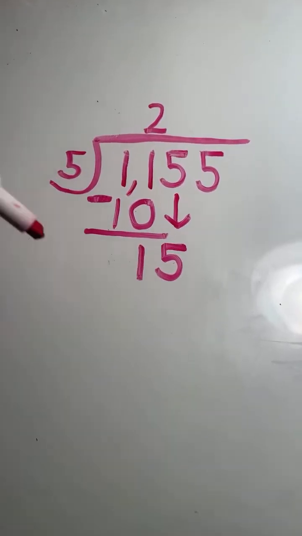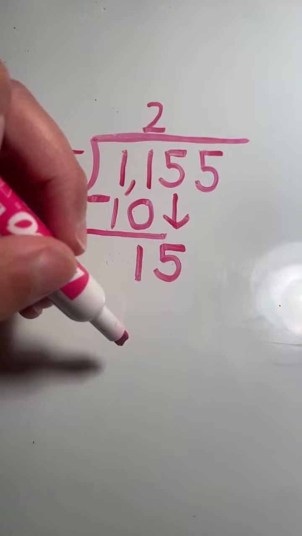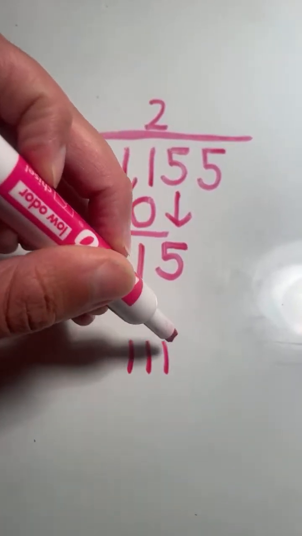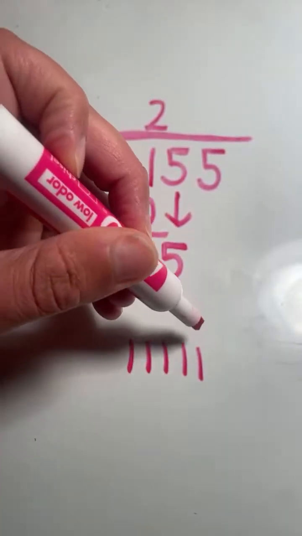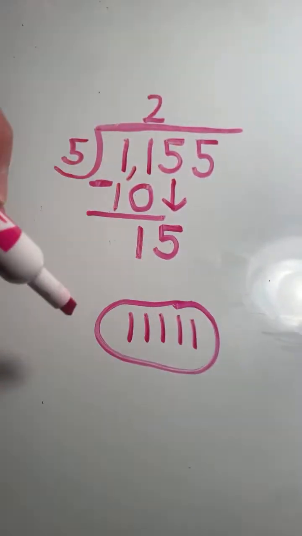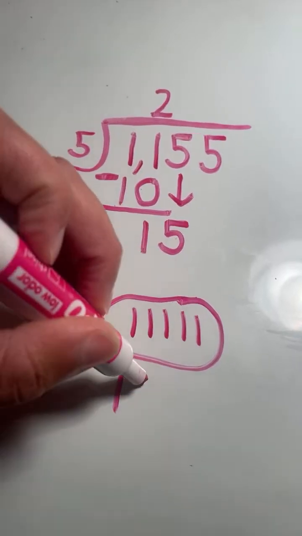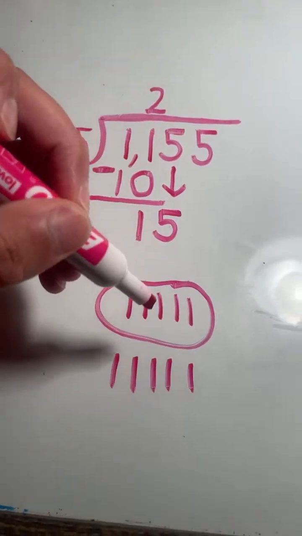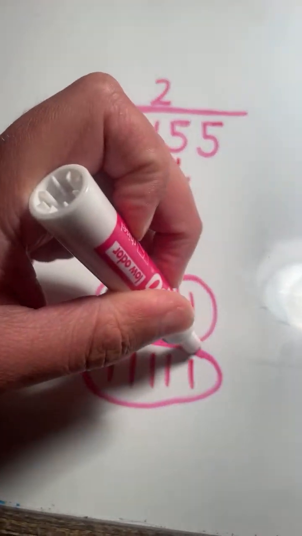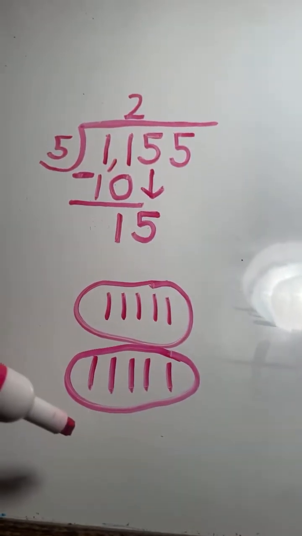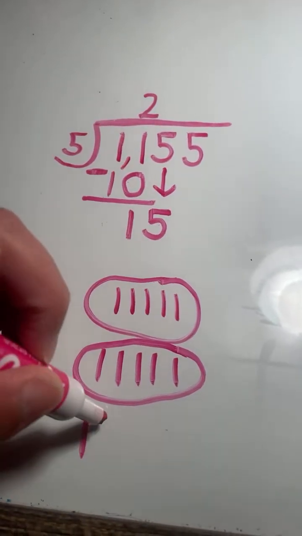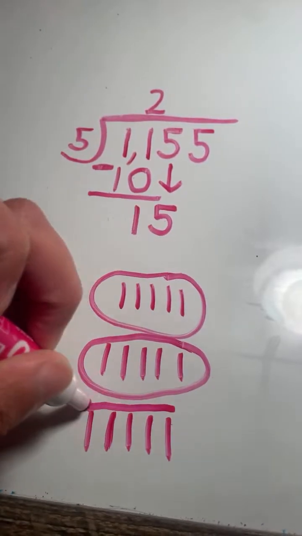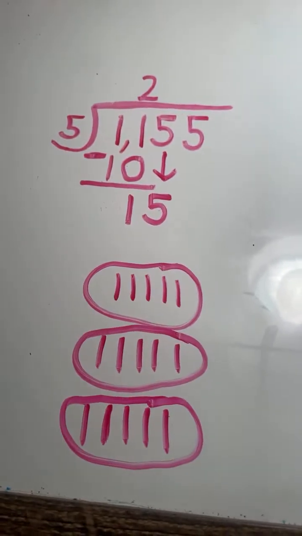I appreciate it. All right, so I'm going to draw 15 tallies, and I'm going to make them in groups of 5. 1, 2, 3, 4, 5. So we have one group of 5 now. I'm going to keep going, keep counting. 6, 7, 8, 9, 10. So I now have 2 groups of 5. I've got to keep going to 15. 11, 12, 13, 14, 15. I now have 3 groups of 5.